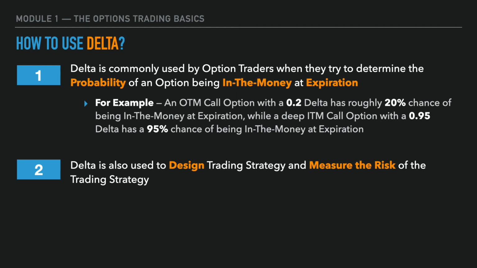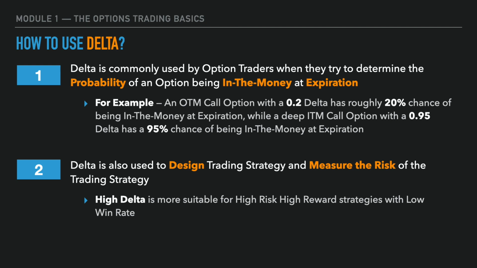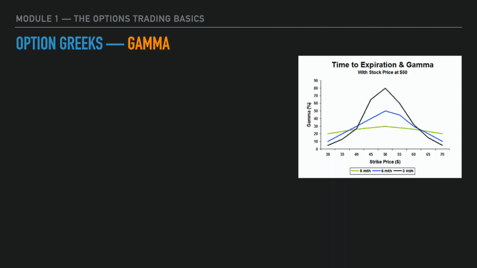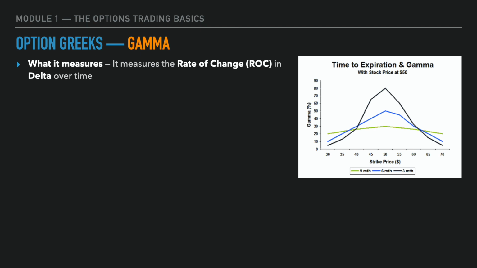Second, delta is also used to design trading strategies and measure the risk of the strategies. Strategies with a high delta are more suitable for high-risk, high-reward strategies with a low win rate. Those with low delta are more suitable for low-risk strategies with a high win rate, but the potential return can be very limited. Next option Greek, let's take a look at gamma. What gamma measures is the rate of change in delta, or the underlying stock price changes over time.